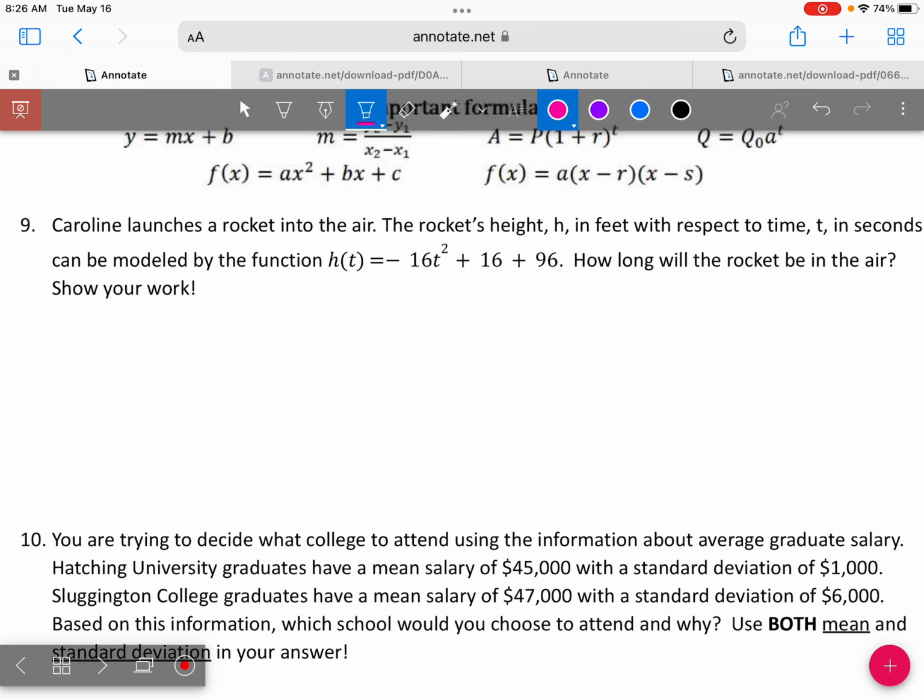Not during school. All right, so we've got Caroline launching a rocket in the air. The rocket's height h, with respect to time, is modeled by this equation. How long is it in the air? So it's got a negative a value, which means it's a frowny face parabola. So what we have is something that looks like this. And sometimes I think even just doing this kind of basic sketch helps us see what's going on. If I want to know how long the rocket's in the air, what is it we're looking for?